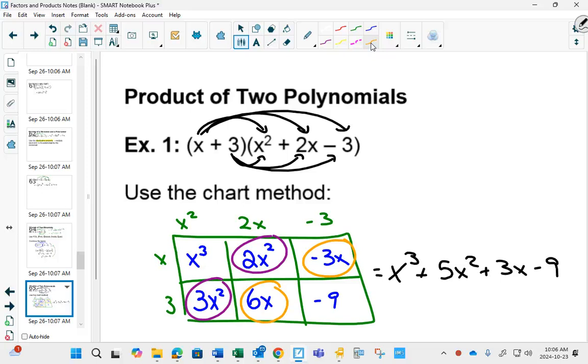So some people still like the arrows because they don't like writing a chart. But when it gets bigger, sometimes it's nice to just draw the chart. It's easy. You have to fill in all the boxes. Once all the boxes are filled in, it's easy to see like terms, combine your like terms, and write your final answer.